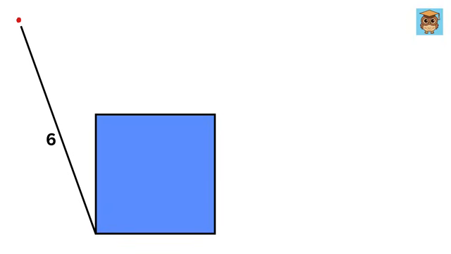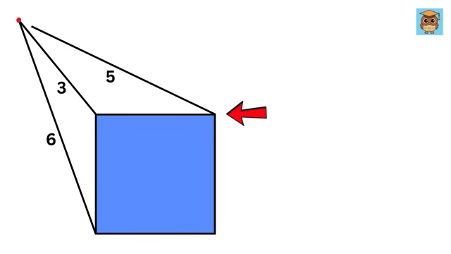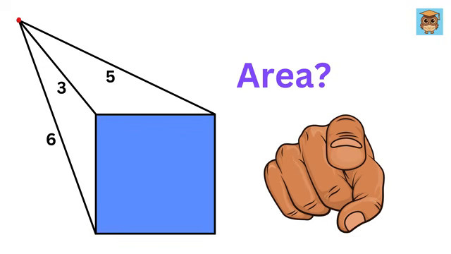First, we draw a line of length 6, which connects this point to this vertex of the square. Then we draw this line of length 3, and then finally this line which connects with this vertex of length 5. Our job is to find the area of this square. So, can you find the area?